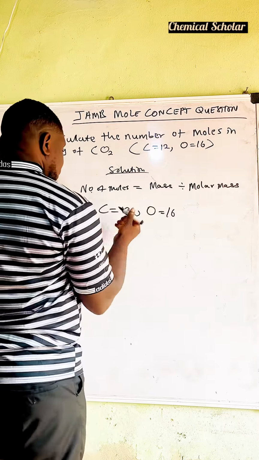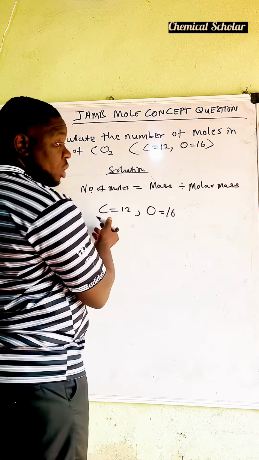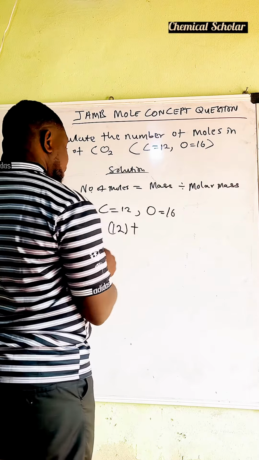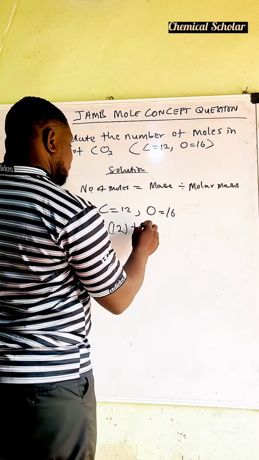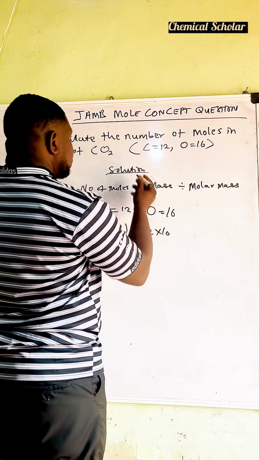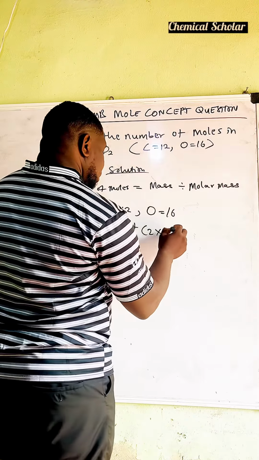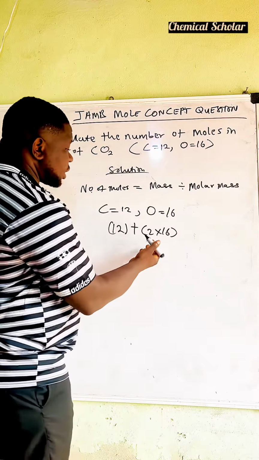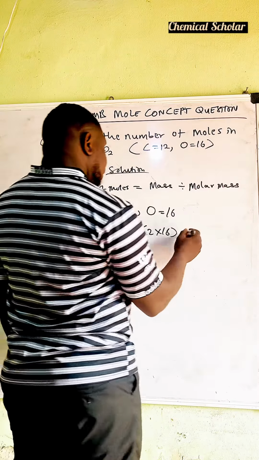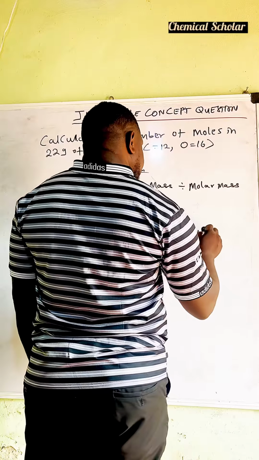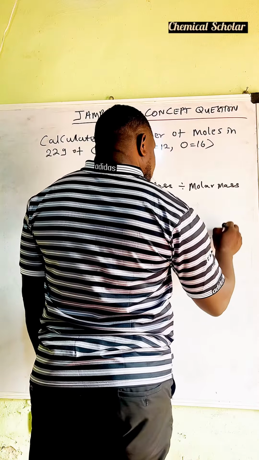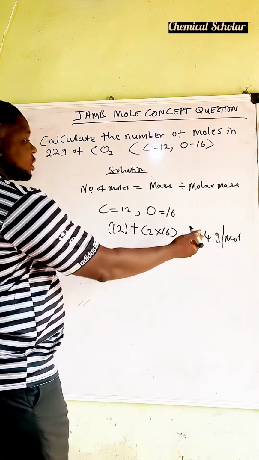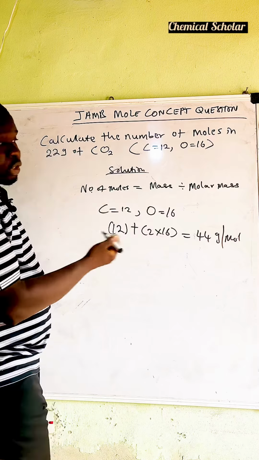So for us to add it, we say 12 because we have 1 carbon here, plus 2 times 16 because we have 2 oxygen atoms. So 2 times 16 would give us 32. 32 plus 12 would give us 44. So the answer is 44 grams per mole. So the molar mass of CO2 is 44 grams per mole.